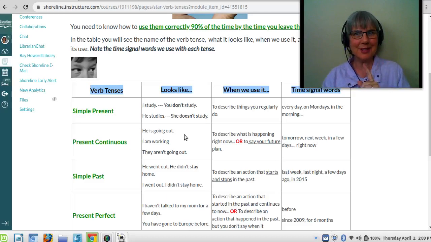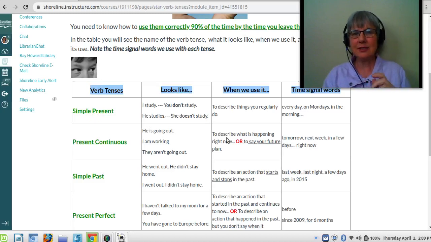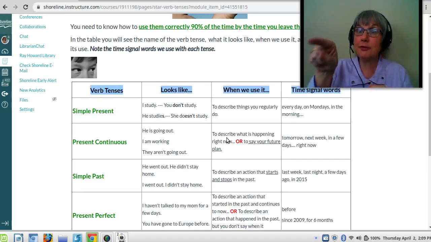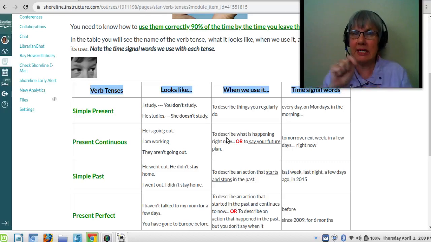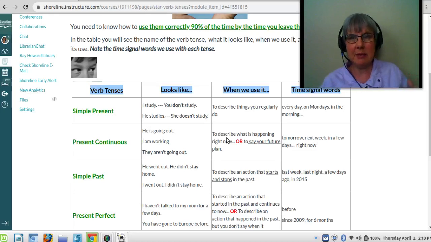You're going to learn something surprising here. He is going out, I am working, they aren't going out. It's to describe what's happening right now and to describe a future plan. I am meeting my friend tonight. I am going to the doctor tomorrow. So the present continuous can be used to talk about your future plan. In this way, it's like going to. I am going to see my mother tomorrow. I am seeing my mother tomorrow.